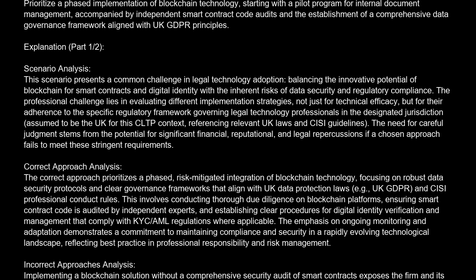This involves conducting thorough due diligence on blockchain platforms, ensuring smart contract code is audited by independent experts, and establishing clear procedures for digital identity verification and management that comply with KYC/AML regulations where applicable. The emphasis on ongoing monitoring and adaptation demonstrates a commitment to maintaining compliance and security in a rapidly evolving technological landscape, reflecting best practice in professional responsibility and risk management.